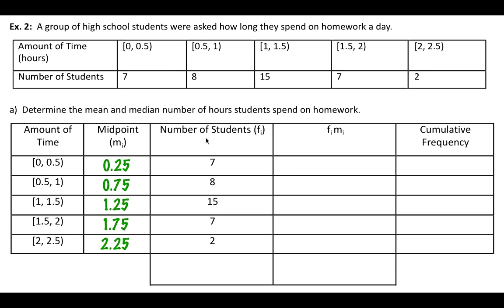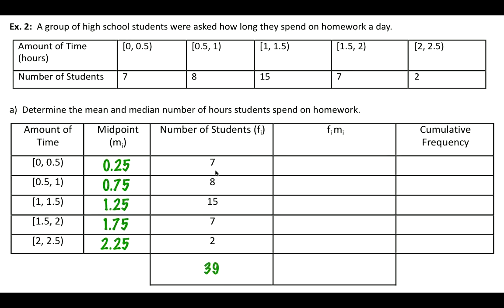The number of students is, of course, the frequency. The number of students who say that they study between 0 and 0.5 hours a night is 7. And so what we would do here is, as we would do earlier, we can find out how many students we sampled.